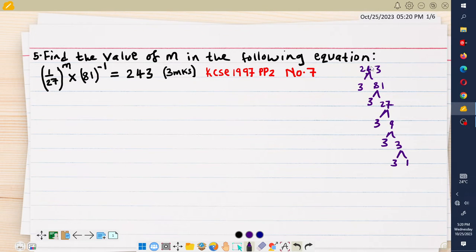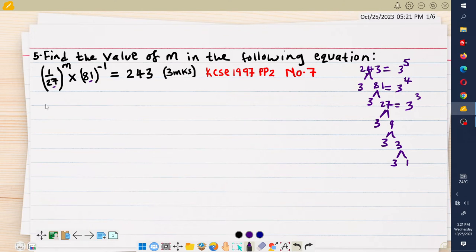So we are going to express the numbers that we need to use in terms of base 3. 243 is 3 power 1, 2, 3, 4, 5. So this is 3 to the power of 5. Then we also have 81 in the question. 81 is 3 power 1, 2, 3, 4. So this is 3 to the power of 4. Then we also have 27 in the question. 27 is 3 to the power of 1, 2, 3. So 3 power 3. So I'm going to substitute these particular values in my question.